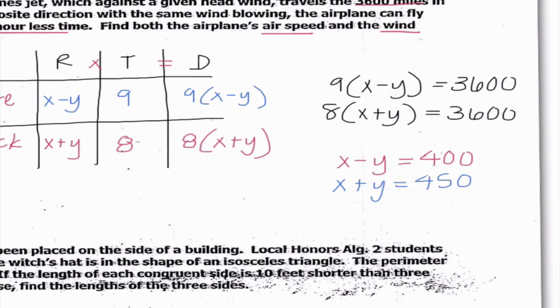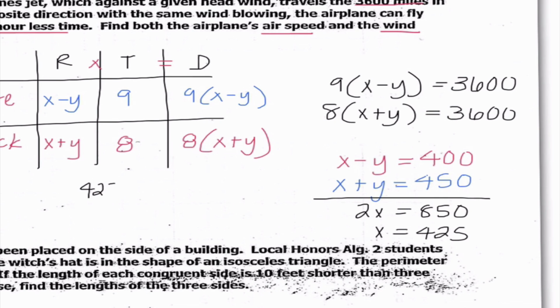Now, to me, this looks like it was made to use linear combination because my y's are already opposites. So when I add these together, I get 2x equals 850. So x is equal to 425. Now, to figure out what my y value is, I'm going to use the second equation here. 425 plus y equals 450. So I get y equals 25.